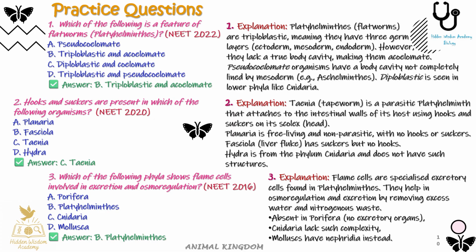Explanation. Taenia, or tapeworm, is a parasitic platyhelminth that attaches to the intestinal walls of its host using hooks and suckers on its scolex or head. Planaria is free-living and lacks hooks or suckers. Fasciola, a liver fluke, has suckers but no hooks. Hydra belongs to the phylum Ctenophora and does not have these attachment structures. The correct answer is option C, that is hooks and suckers are present in Taenia.